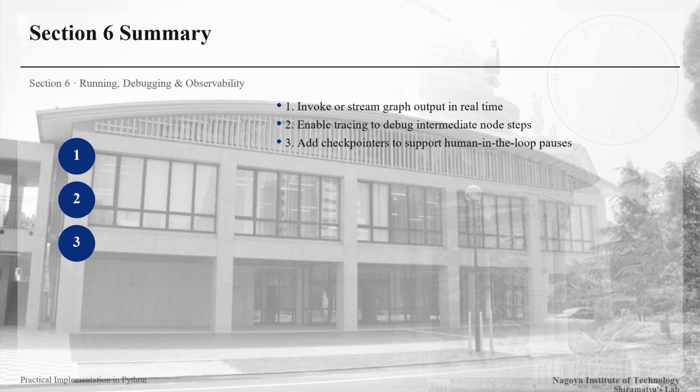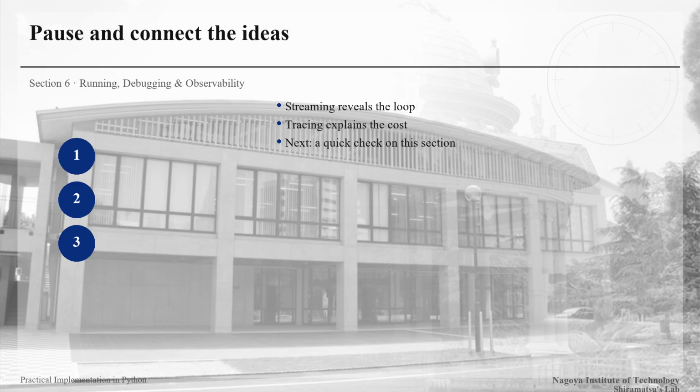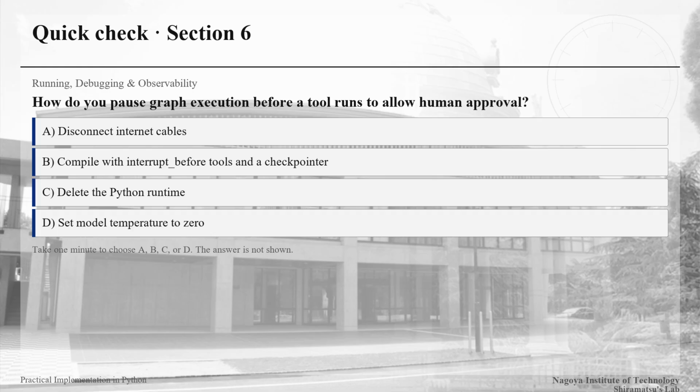Section 6 takeaways. Invoke or stream live output. Enable tracing for debugging, and use checkpointers for human approval. Pause here. Streaming reveals the loop, and tracing explains the cost. Now, the final section check. Quick check after Section 6. How do you pause graph execution before a tool runs for human approval? Choose A, B, C, or D. Take 1 minute to think, then choose A, B, C, or D. The correct answer is not shown.